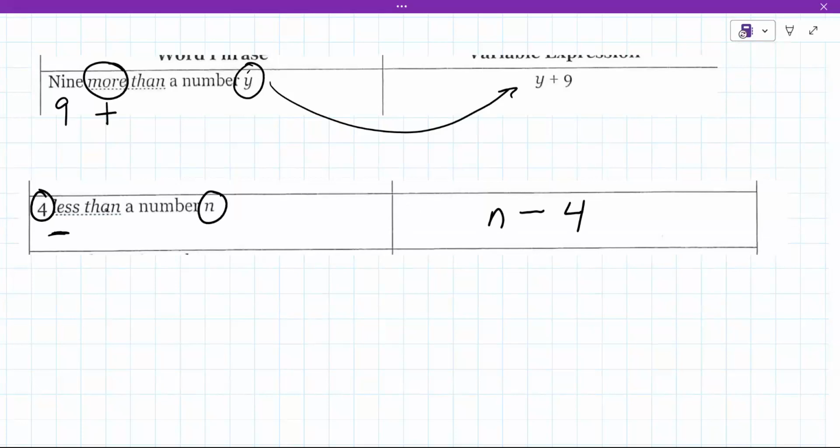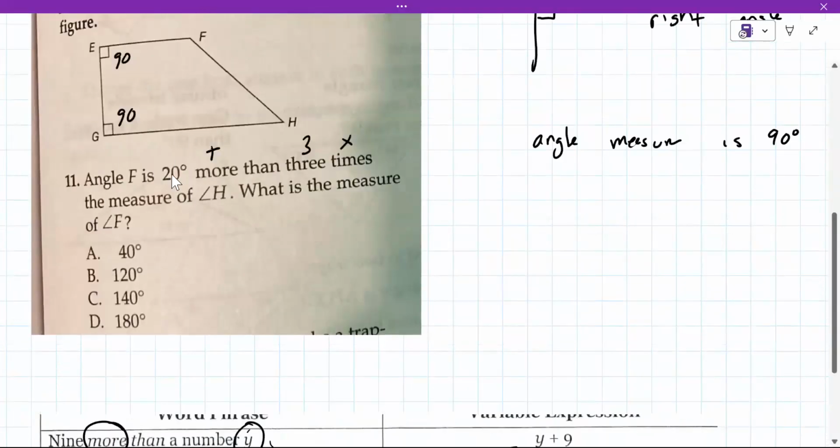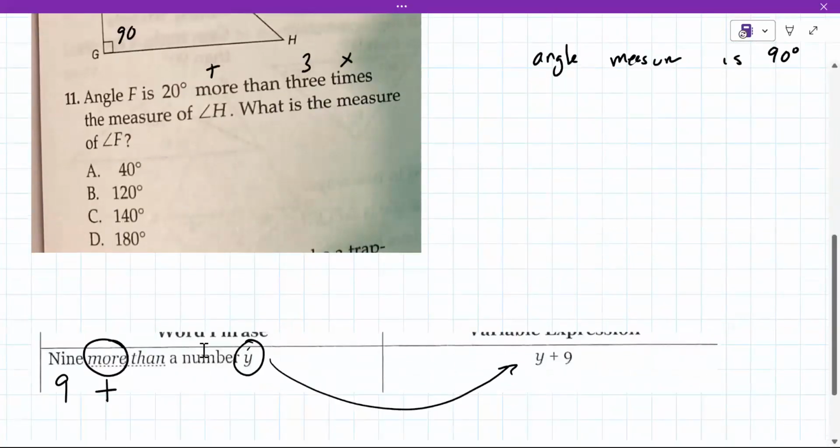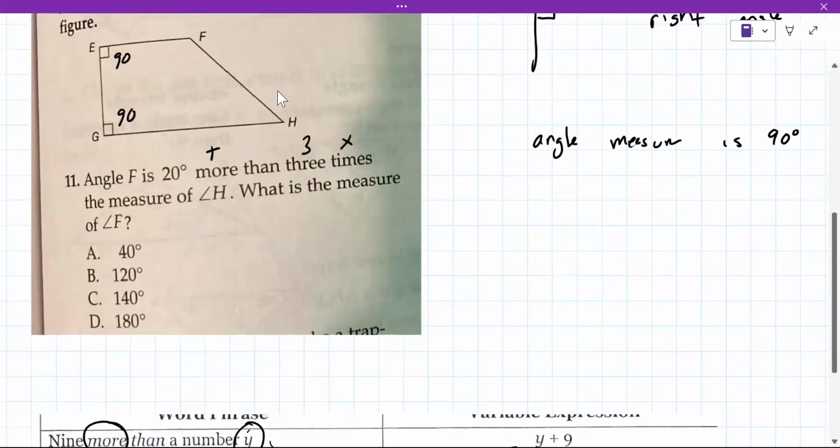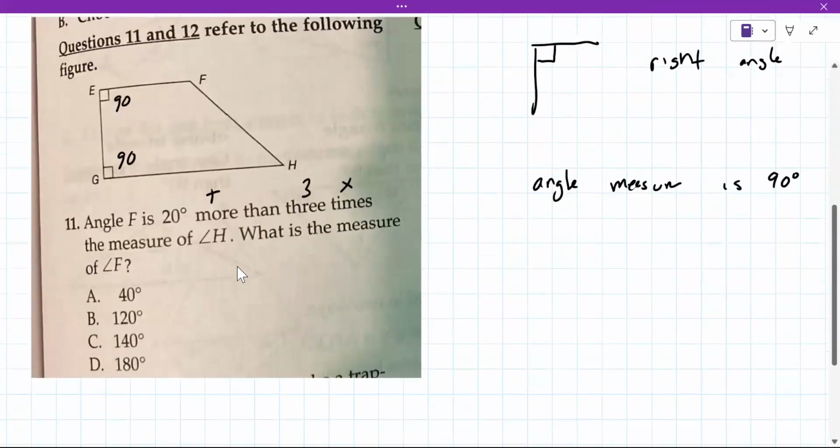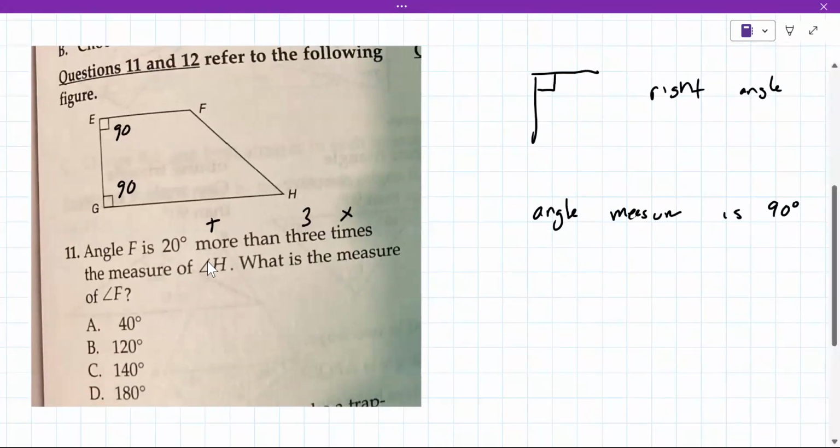I don't know how to find out the measure of H. Well, we've got to be able to convert this to an equation. That's what I'm trying to show you, the possibilities. Do you want us to go back to this? Okay. So it says 20 more. 20 more means plus 20. I know it's 20 plus, but we write it as plus 20.